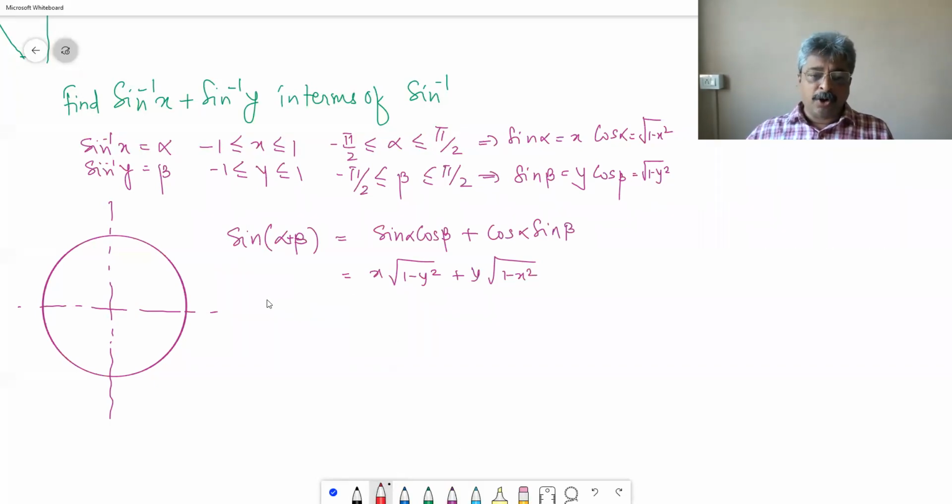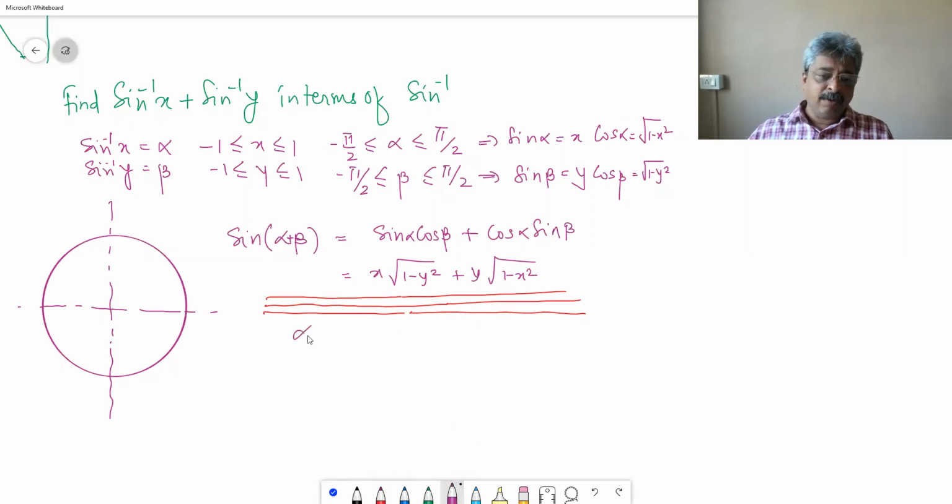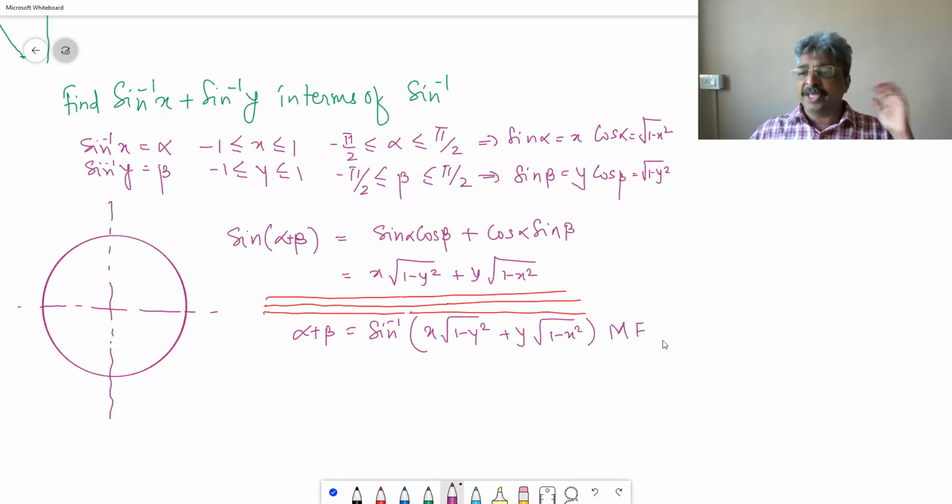Now let me draw those Lakshman rekhas. From here to here, it is dangerous. We have to be careful. Saying alpha plus beta is equal to sine inverse of x into radical 1 minus y square plus y into radical 1 minus x square, the main function. So if everything is fine, then this is going to be the answer.